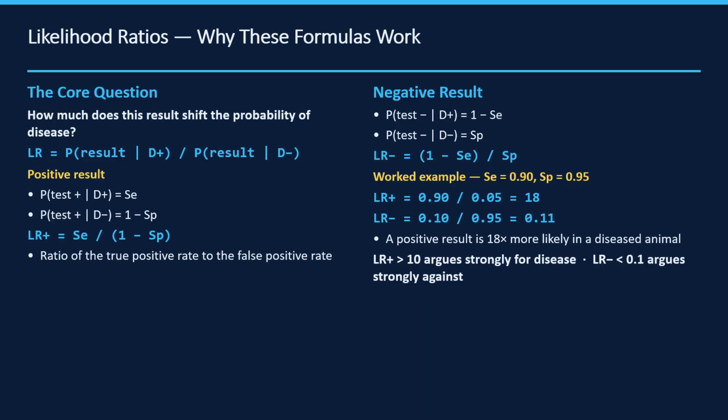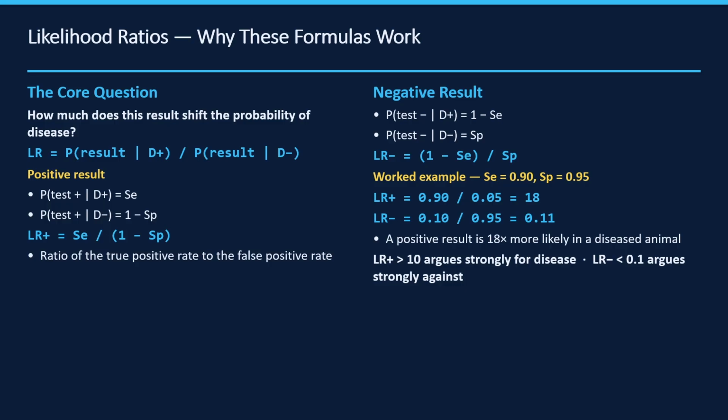Likelihood ratios are, in my opinion, the most clinically useful thing in this whole deck, and they're much less scary than they look. A likelihood ratio answers one question. How much does this test result shift my belief about disease? The definition is the probability of that result in a diseased animal divided by the probability of the same result in a healthy animal. Now just fill it in.